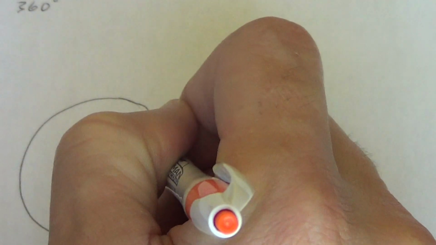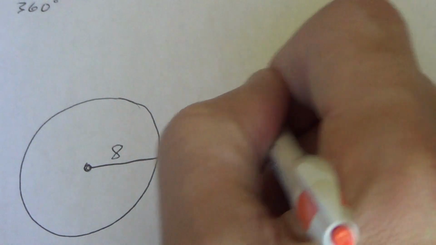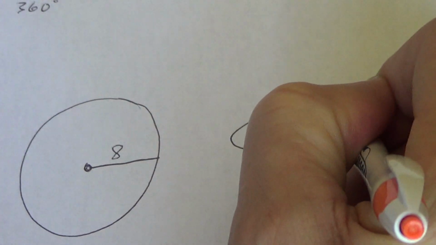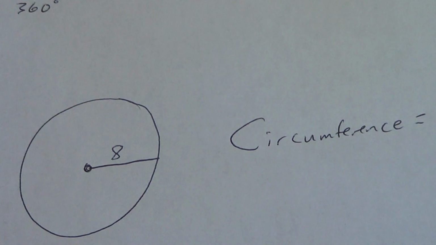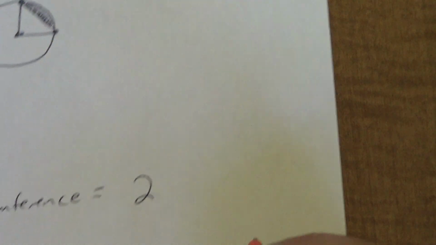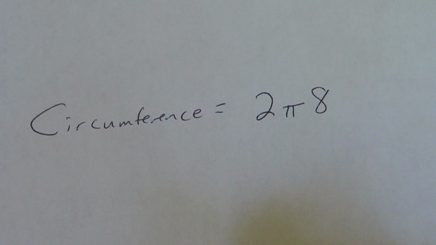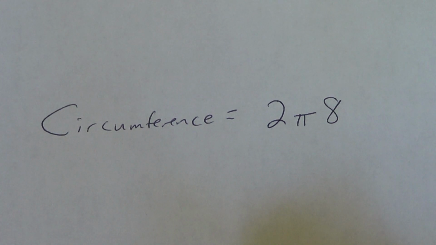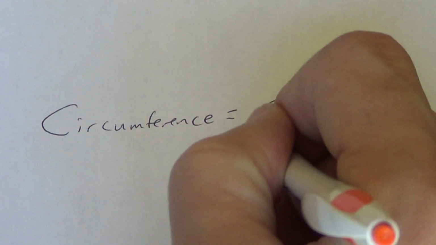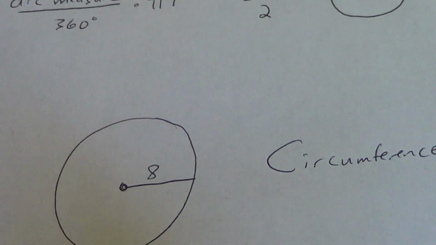So let's say we have a circle, and we have an 8 right here. Let's find the circumference. Okay, so circumference equals, remember from our formula, it equals 2 pi r. So I'm going to take 2 times pi times 8. Now the order of multiplication does not matter, so I can do 2 times 8 is 16 pi.